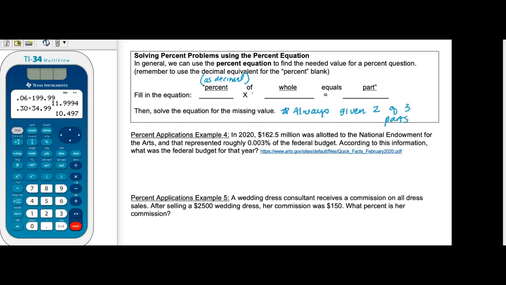So we've got our percentage, our whole, and then our part. We're always given at least 2 of those blanks, and then we're going to solve for the next one. So let's go ahead and do a problem, and I'll show you how this equation would work.